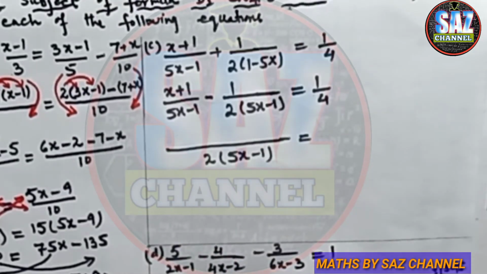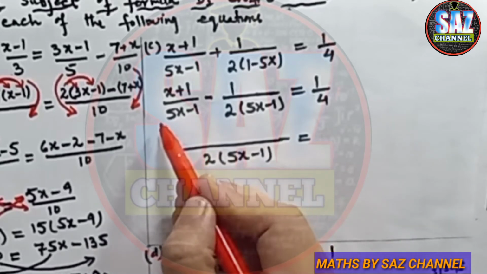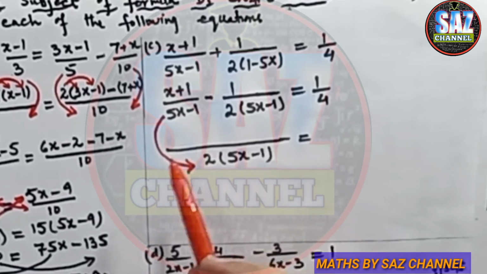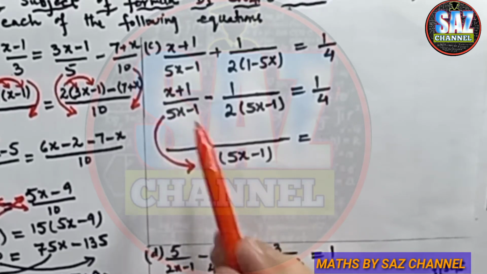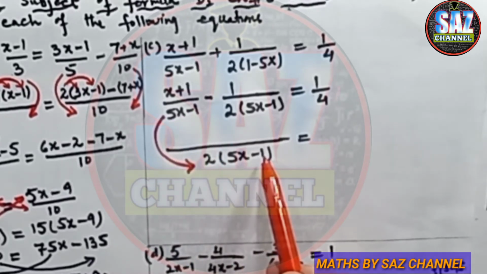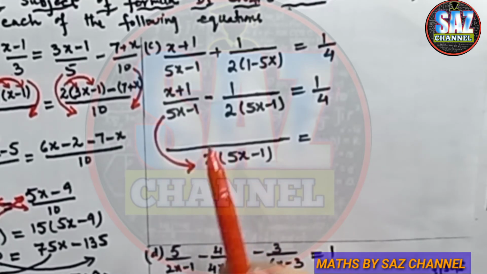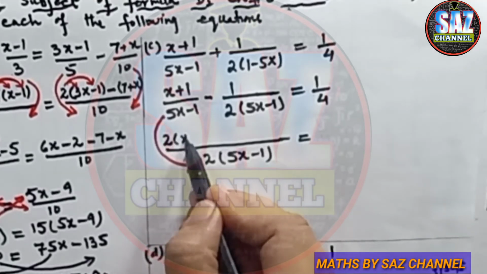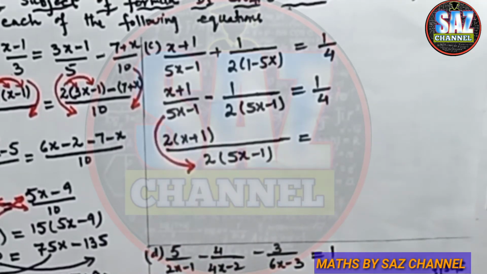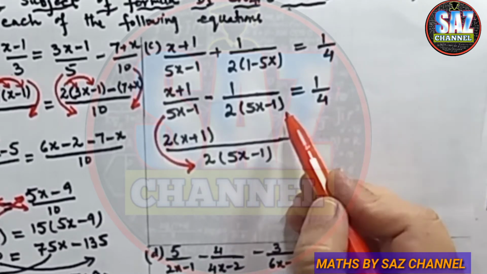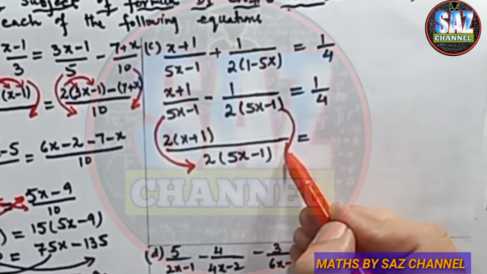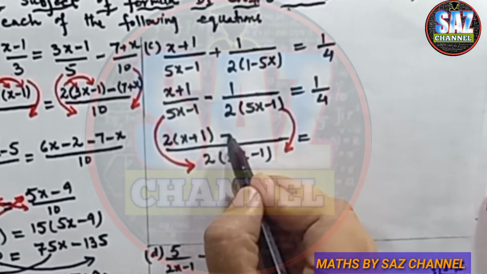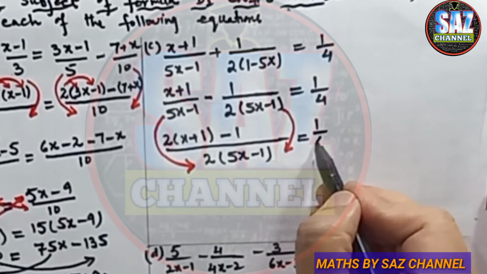Now go back to each fraction one by one and see what is the deficiency of that fraction. The denominator here is 5x minus 1, but the LCM is 2 into (5x minus 1). So the numerator will be multiplied by 2, and the equation will take the form 2 into (x plus 1). Coming to the second fraction, the denominator and LCM are the same, so it will not be multiplied by any number, and the numerator will come as it is, which is equal to 1 by 4.